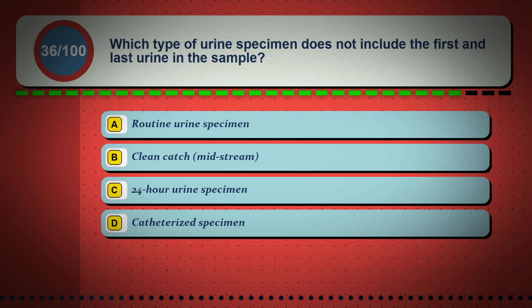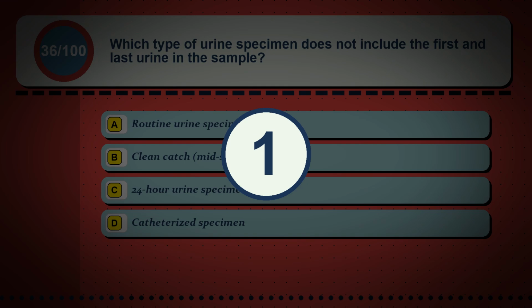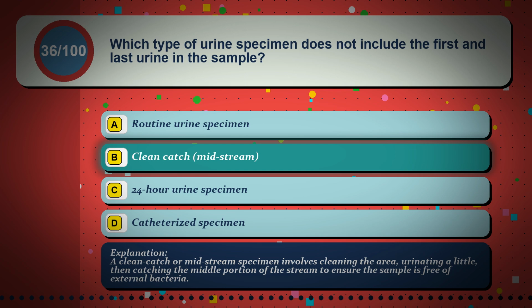Question 36. Which type of urine specimen does not include the first and last urine in the sample? Option A, a routine urine specimen. Option B, a clean catch, midstream. Option C, a 24-hour urine specimen. Option D, catheterized specimen. The correct answer is option B, clean catch, midstream. A clean catch or midstream specimen involves cleaning the area, urinating a little, then catching the middle portion of the stream to ensure the sample is free of external bacteria.